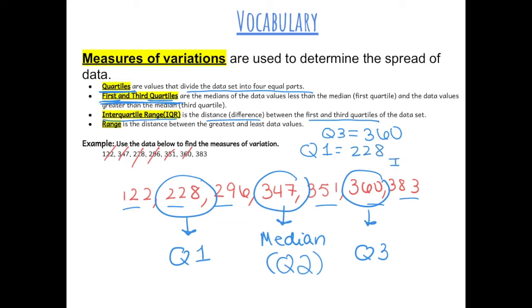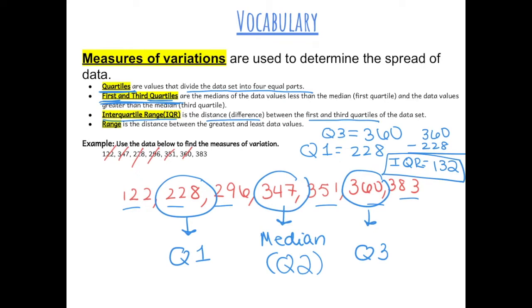So the IQR, interquartile range, is the difference between these 2 numbers. So the IQR is 360 minus 228. That equals 132. So the IQR of this data set is 132.